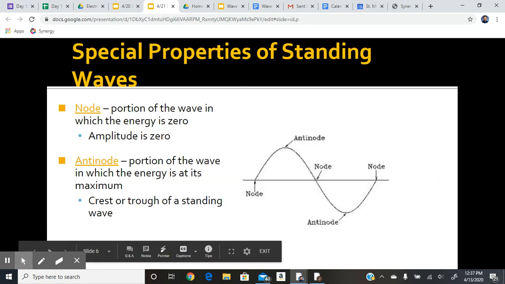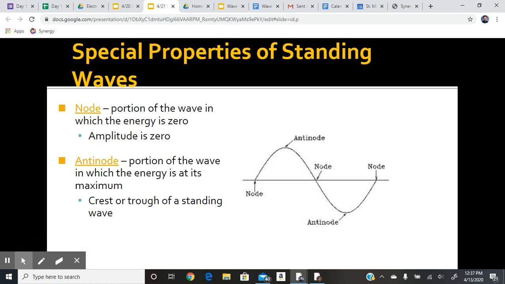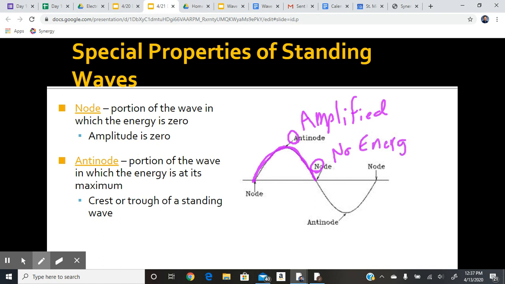So hopefully you watched those videos, and in the explanation, he talks about the difference between nodes and antinodes. Antinodes are the areas on the standing wave where it's got this amplified area. That's the way I remember it: antinode starts with an A, so that is amplified. And the node starts with an N, so that has no energy. That's my useful little tip to remember those. So antinode is amplified, node has no energy.